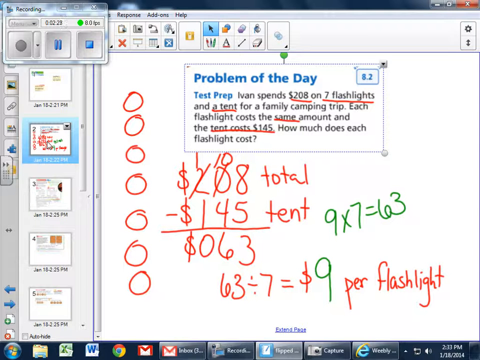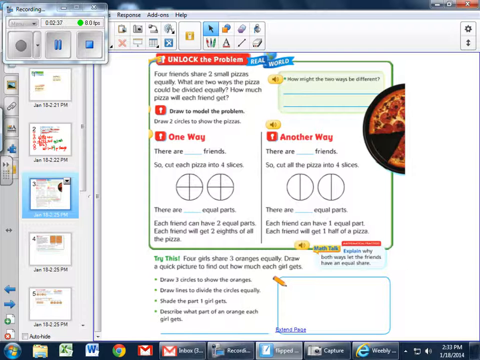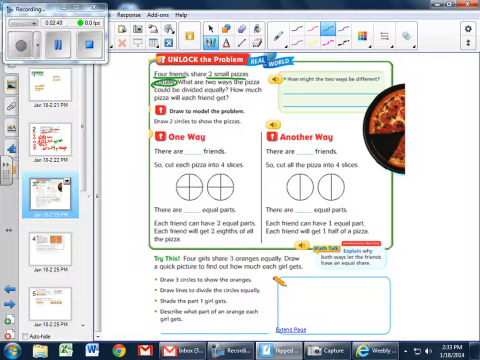Okay. Now that your brain is officially warmed up, we are going to look at some equal fractions. So, unlocking the problem on page 311. 4 friends share 2 small pieces equally, so we know we're going to be doing fractions. What are 2 ways the pizza could be divided equally? So we want 2 ways to divide them equally. How much pizza will each friend get? How might the 2 ways be different?